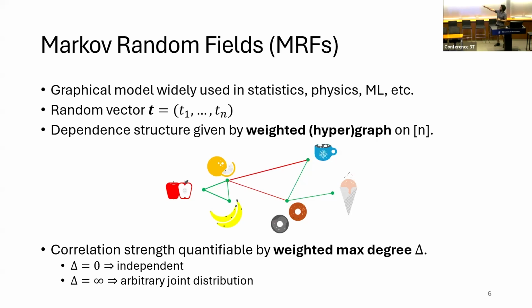And this model works very well for the questions we're trying to ask because it allows us to use this graph parameter of this weighted maximum degree to bound the correlation strength in these MRFs. So what I mean by that is, for instance, if this weighted max degree is 0, we recover the independent item settings. And if we allow this weighted max degree to tend to infinity, then we can model arbitrary joint distributions with these MRFs.